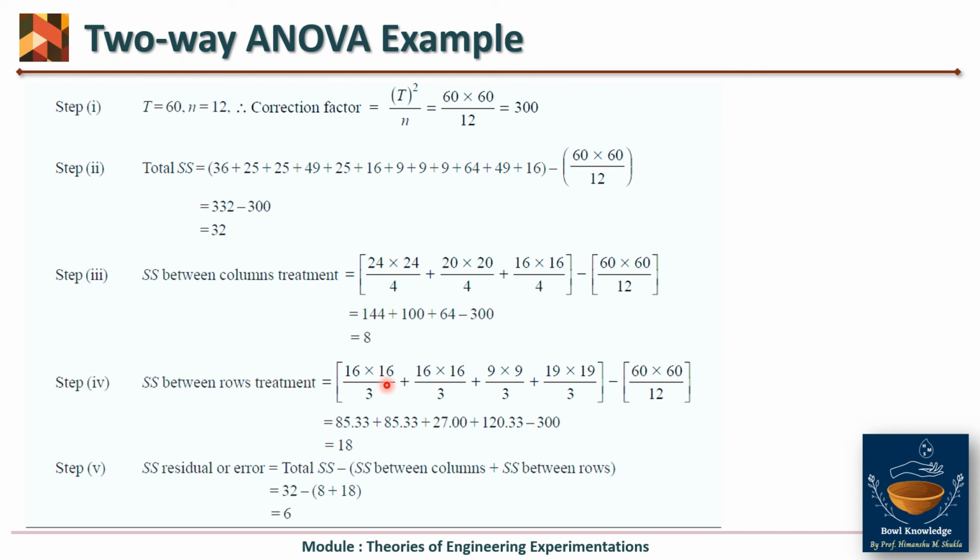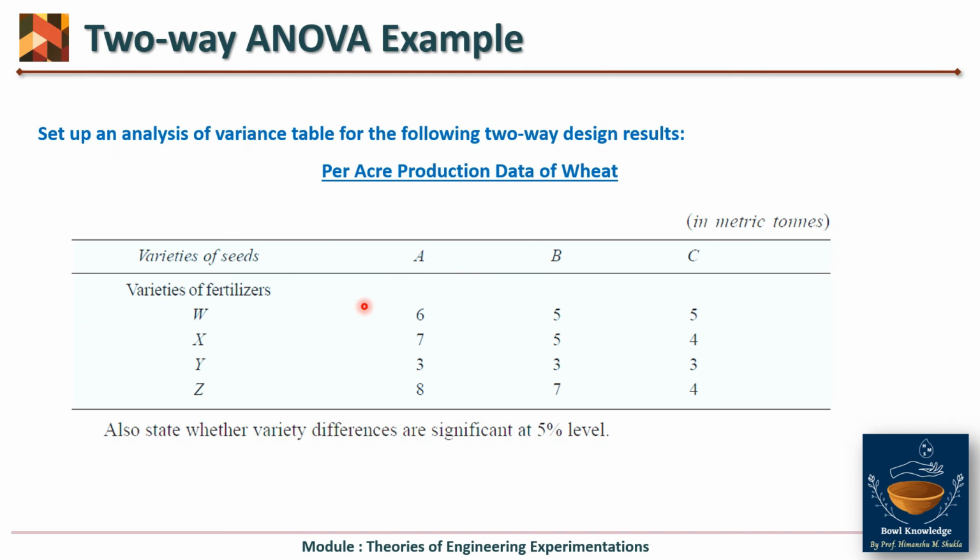Now talking about rows, how many rows are there? There are 4 rows. What are the row totals? So first row total is 16, second is again 16, third is 9 and fourth is 19. So square of every row total divided by number of articles in that row.